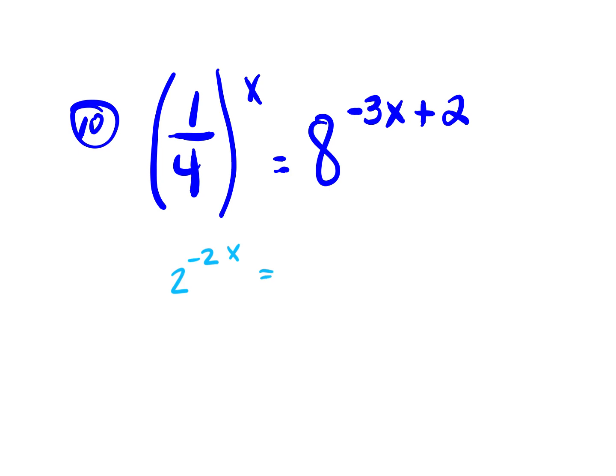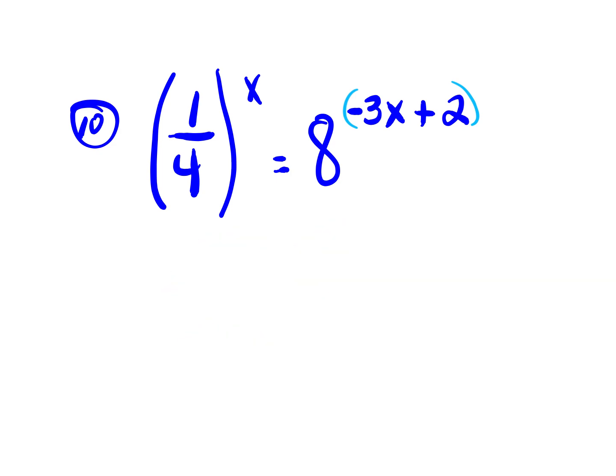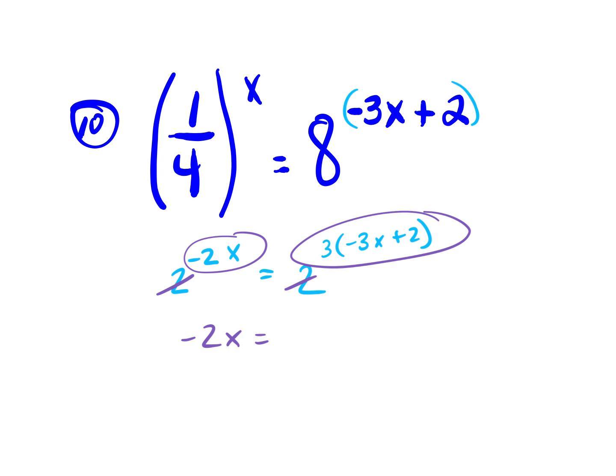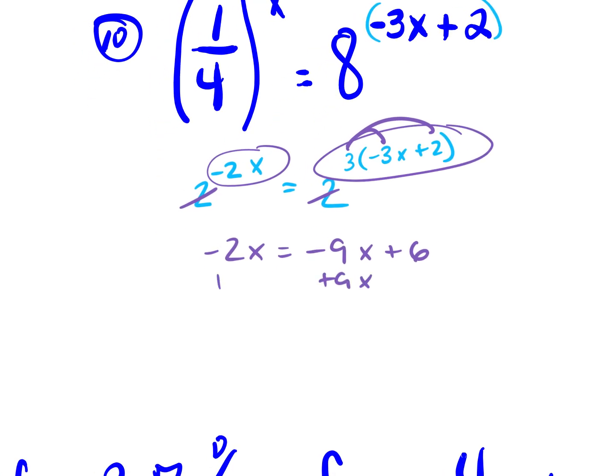2 to what power gives us 8? 2 to the third power. And since I have 2 terms in the exponent already, I'm going to make sure I put it in parentheses and multiply it by my new exponent. So our bases cancel. We're going to set our exponents equal to each other. So negative 2x equals, what do I have to do on the right side? Distribute. So negative 9x plus 6. We're going to add 9x, move it to the other side. So 7x equals 6, divide by 7. x equals 6 over 7.